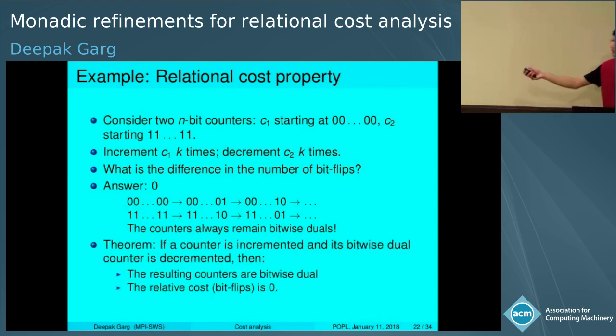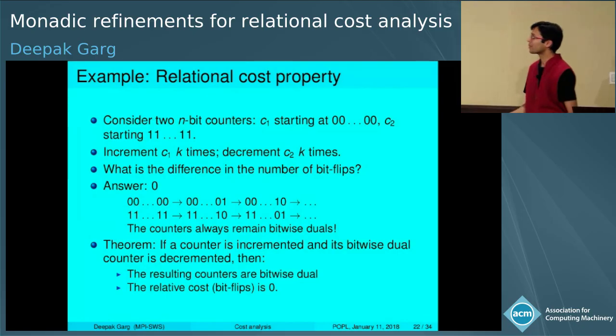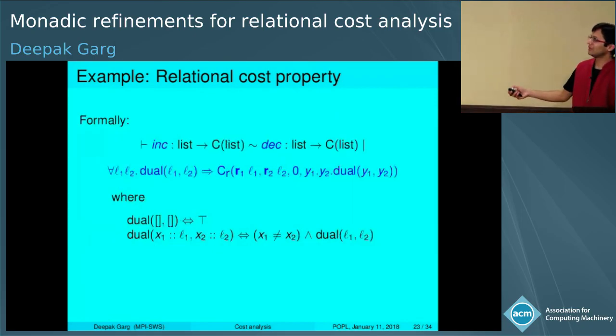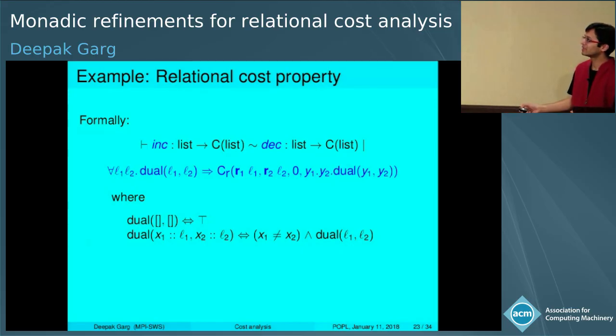Precisely how you establish this is by essentially showing that there's an invariant: if you take two counters that are bitwise duals, you increment one and decrement the other, the resulting counters are still bitwise duals, and the relative cost is 0. So there's a functional property and a cost property. And this can extremely easily be formalized inside RC, essentially as a relation between the inc function and the dec function, saying that if you have two inputs, L1, L2, for the two functions that are duals of each other, and you apply them to the functions, then the relative cost is 0, and the resulting counters are still duals.